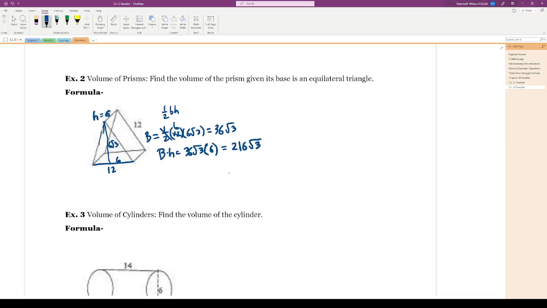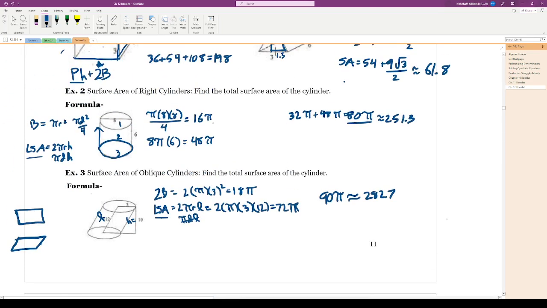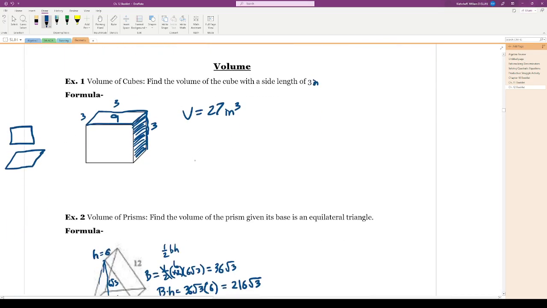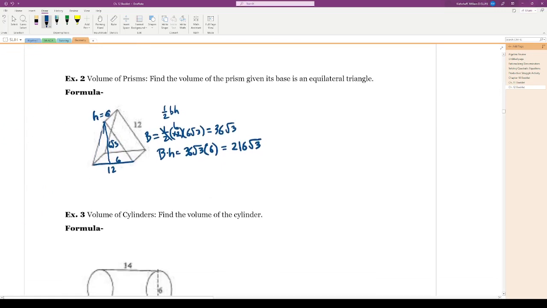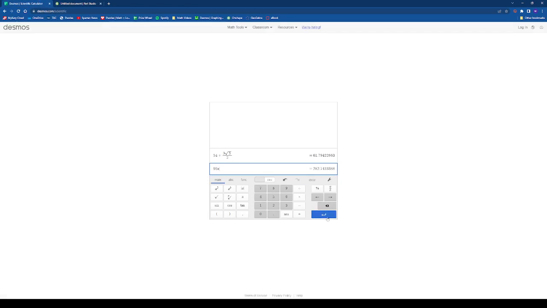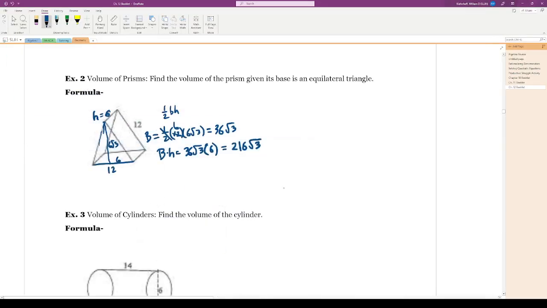So that's a big difference between surface area and volume. These things were all measured in square units, even though they didn't give us units, because we're measuring how many little squares would fit on the surface of that to completely cover it, so like wrapping paper. Whereas here we're talking about how many little cubes would it take to fill up the space inside the shape. So if we wanted to estimate 216 root 3, we can go back to Desmos and do 216 root 3, which is about 374.1 cubic units.